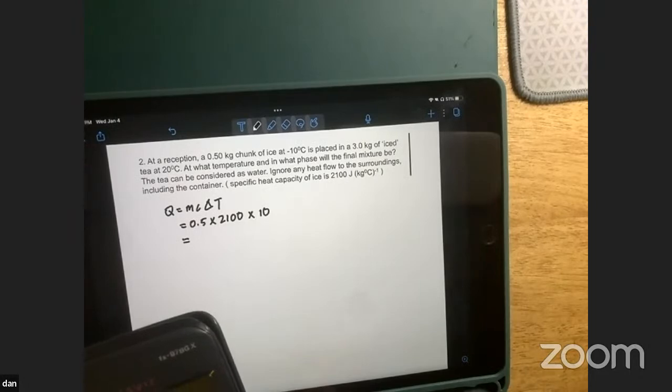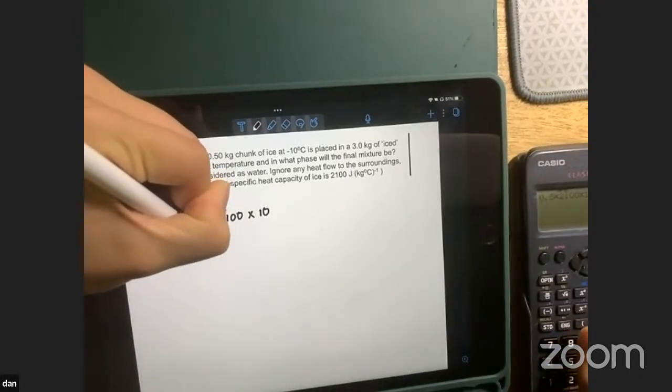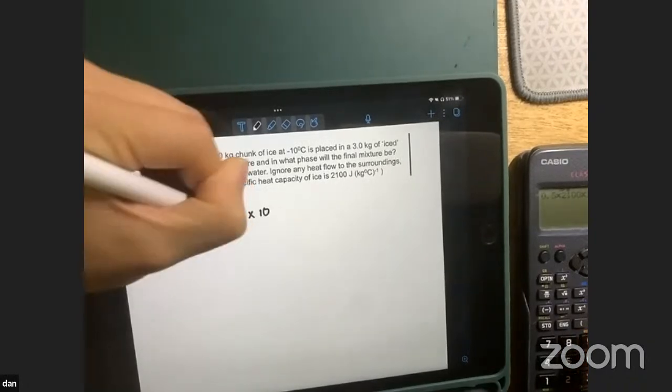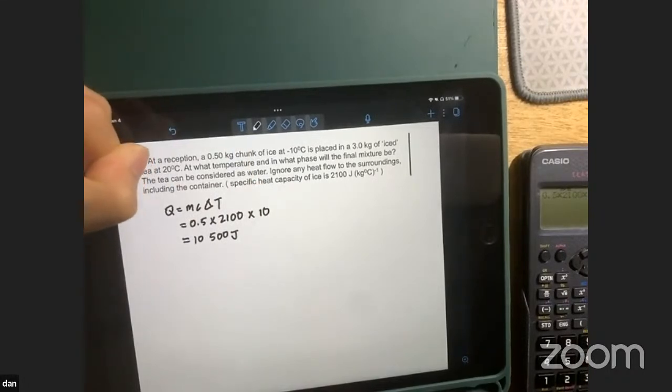Sorry, I'm talking to a senior just for a while. See, Daniel, they are supposed to give you the specific heat capacity of ice, right? Right. Okay. I see now. Right. Okay. So back to you, Anish.